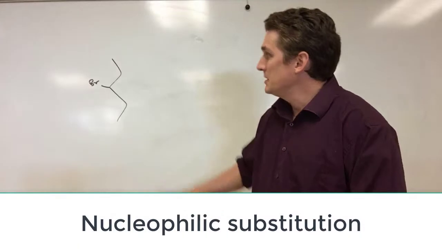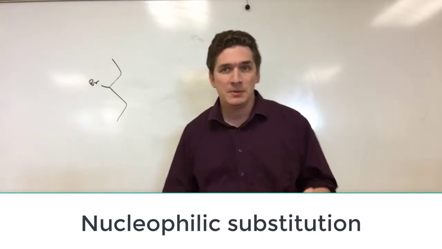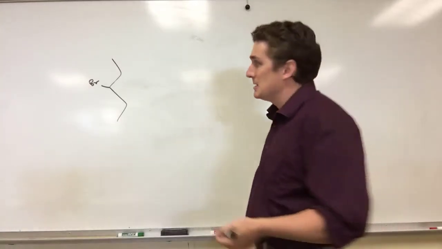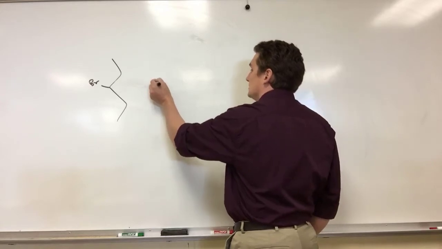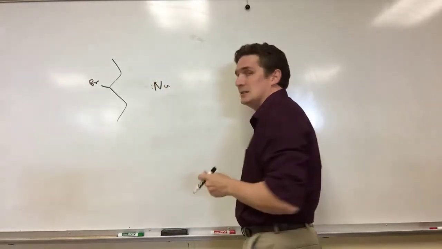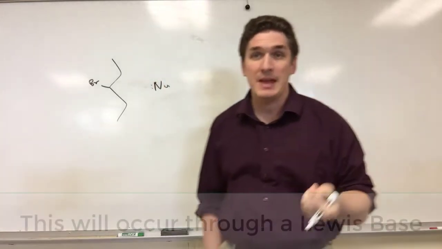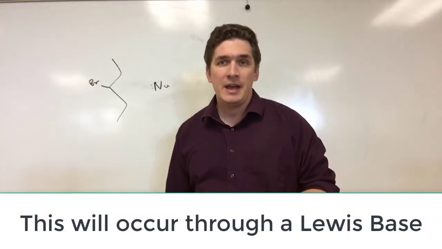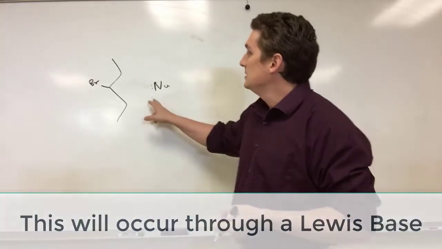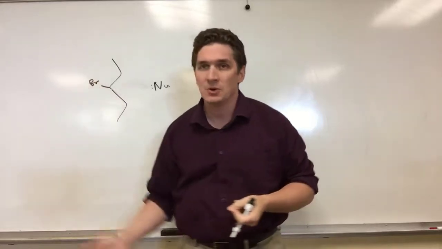So in this case, I've drawn an alkyl halide and I want to replace it. In all cases, our nucleophile contains lone pairs, so it is a Lewis base. And it's going to act like a Lewis base by giving the lone pairs to this carbon and displacing the bromine.